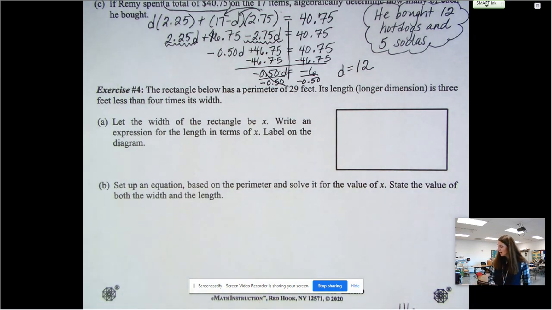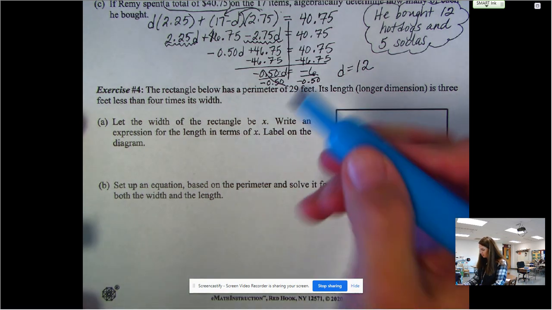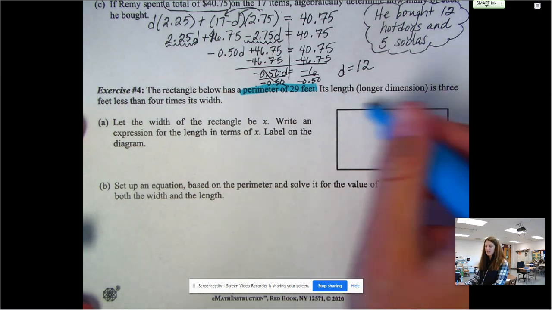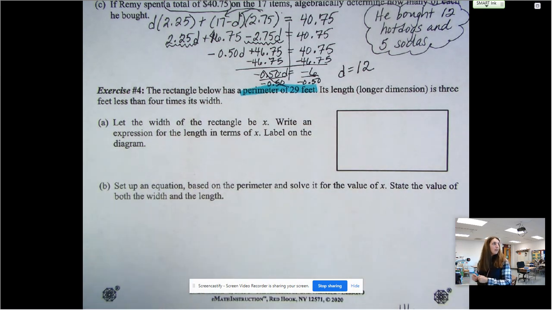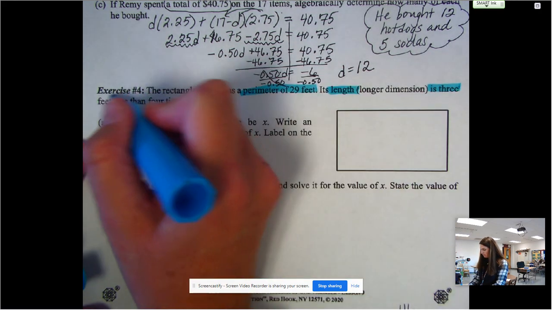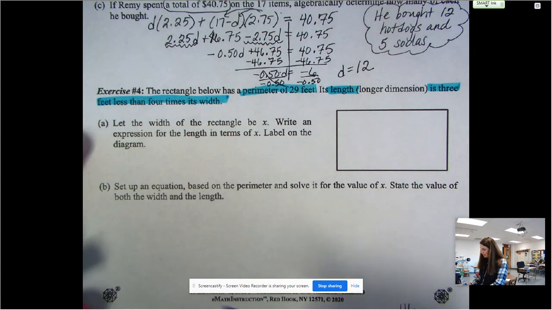Exercise number 4. The rectangle below has a perimeter of 29 feet. Super important information. So when I add up all the sides, going all the way around this rectangle, it's 29 feet. Its length is 3 feet less than 4 times its width.